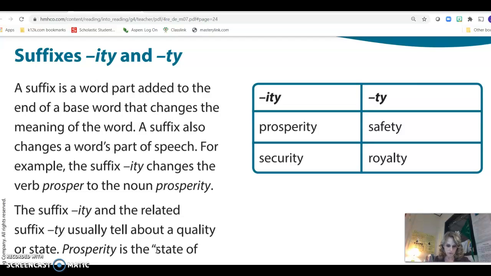So look for some of those words as you're reading this week and as you're reading other books. See if you can find suffixes that have been added to words. Word study can be lots of fun if you learn to understand what each piece means and how it changes.